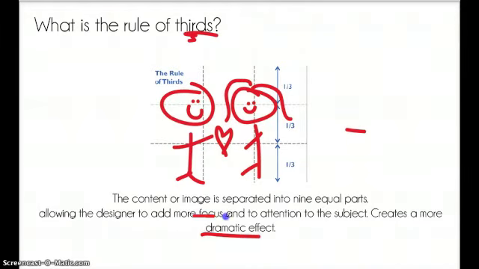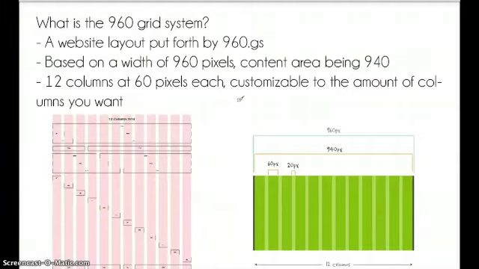And then the next thing that we're going to talk about is the 960 grid system, and this is a website layout put forth by 960 pixels or grids, and it's based on a width of, as I said, 960 pixels, and the content area is 940 pixels, or 12 columns at 60 pixels each. So this is also customizable to the amount of columns that you want. So I have a few examples right here and right over here.